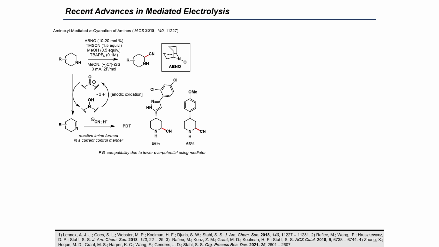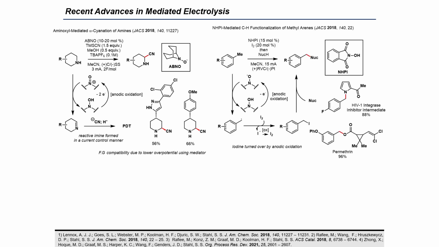Another popular mediator is N-hydroxyphthalimide, or NHPI for short. This mediator has recently been leveraged by the Stahl lab to achieve C-H functionalization of benzylic C-H bonds with a variety of nucleophiles. Mechanistically, this proceeds via first a mediated C-H abstraction of the benzylic C-H bond with the anodically generated NHPI aminoxyl radical. This newly generated radical is quickly captured by iodine to afford a benzyl iodide, which is subsequently displaced by a nucleophile.